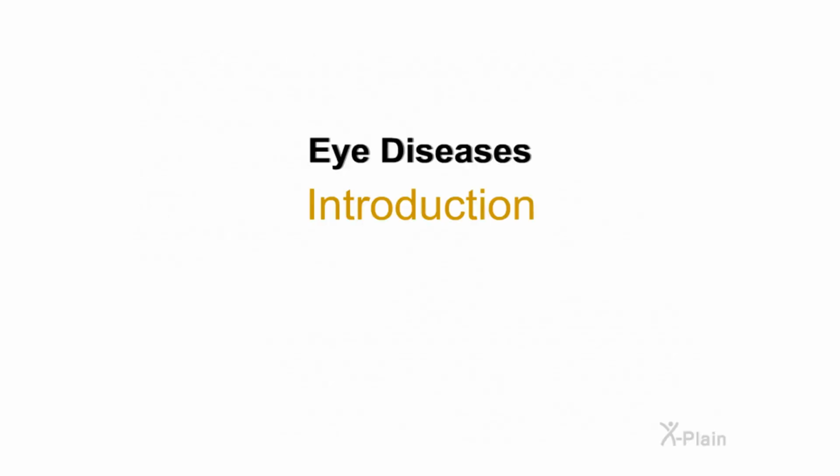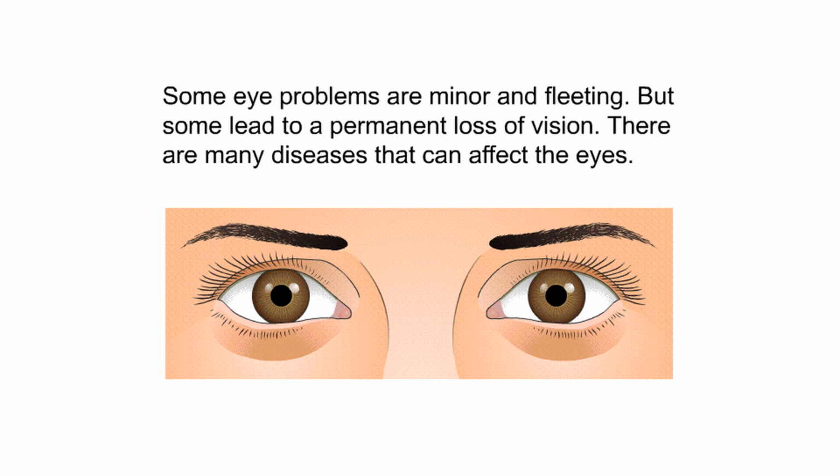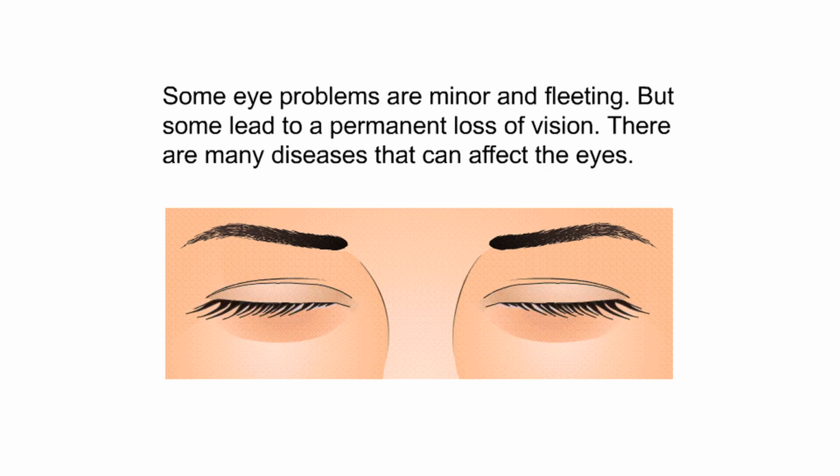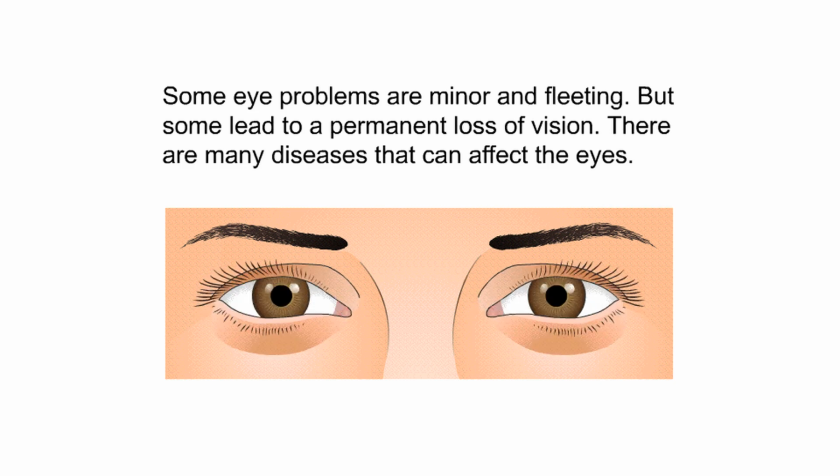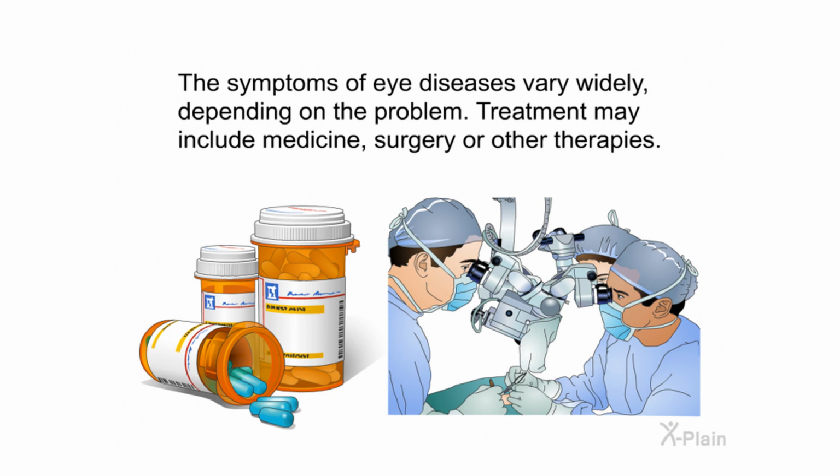Eye diseases. Introduction. Some eye problems are minor and fleeting, but some lead to a permanent loss of vision. There are many diseases that can affect the eyes. The symptoms of eye diseases vary widely depending on the problem. Treatment may include medicine, surgery, or other therapies.